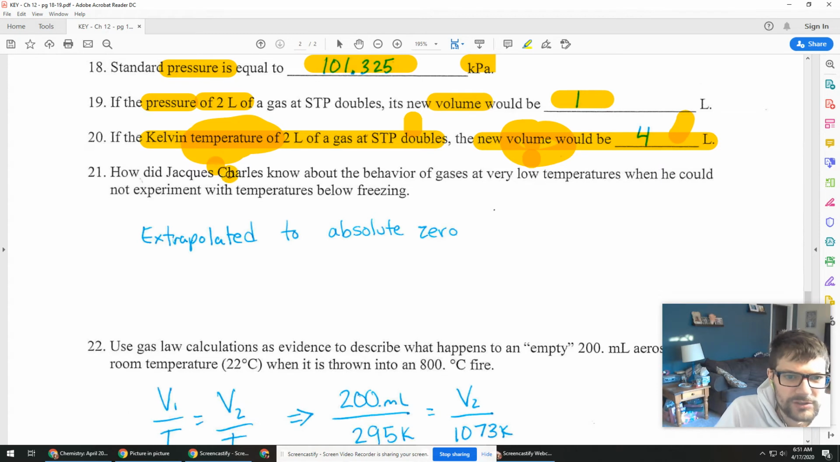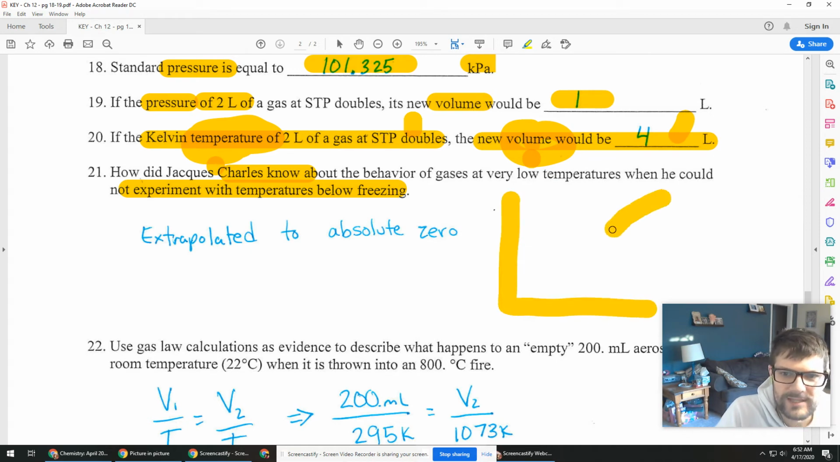How did Charles know the behavior of gases at very low temperatures when he could not experiment with temperatures below freezing? So the way that you do this is you do a graph and you extrapolate it backwards. And that's where we discovered that absolute zero would be that temperature where all molecular movement ceases. The volume is 0 theoretically, right? And that's why these laws kind of fall apart at these really cold temperatures. More on that coming up later in the chapter.